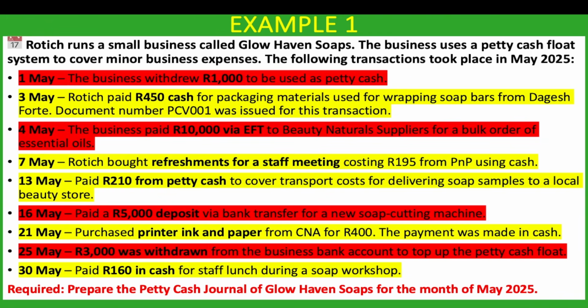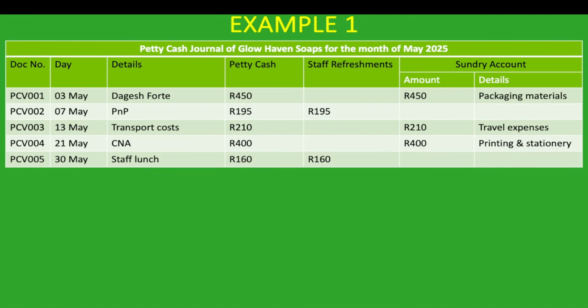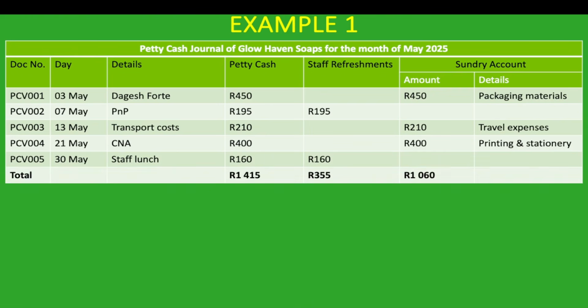We've highlighted what does not go into the petty cash journal and what goes into the petty cash journal, and we've made sure that we've gone through every single transaction. Okay, so now that we are done, let's go back here to our journal. What do you usually do? Well, we're going to put the totals at the bottom to see how much we spent from petty cash in the month of May. So let's do that total, and you can see we've got 1,415 Rand that we spent in the month of May 2025 for petty cash specifically, and part of that was spent for staff refreshments, and the rest went under sundry account for particular line items as detailed here.